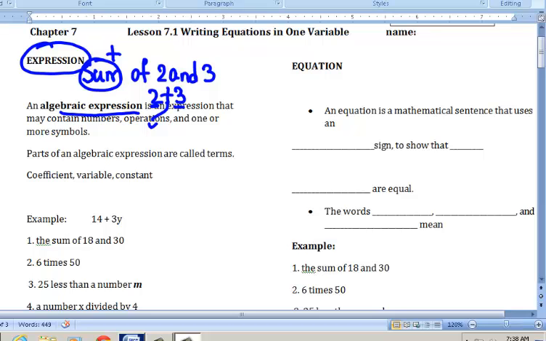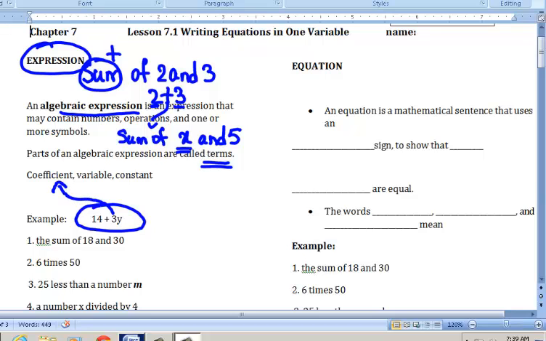So another example of an expression could be sum of x and 5. So now I have a variable. Now these parts are called terms. We learned about that. Another example is given here, 14 plus 3y, that is an expression. Remember, coefficient, that's the number in front of the variable, always in front of the variable, and we also learned that if there was nothing in front of the variable, that means it meant 1. Of course, y is the variable, and this 14 with nothing, no variable attached to it, is called a constant.